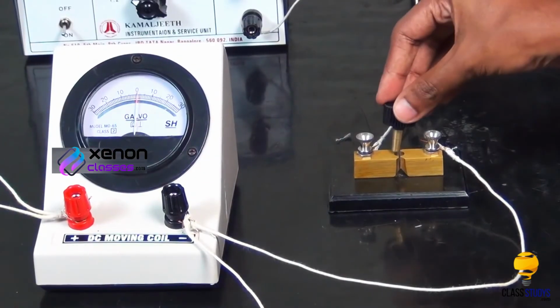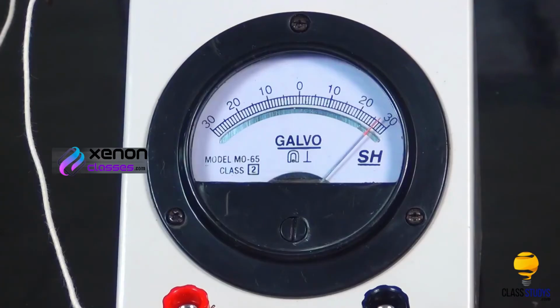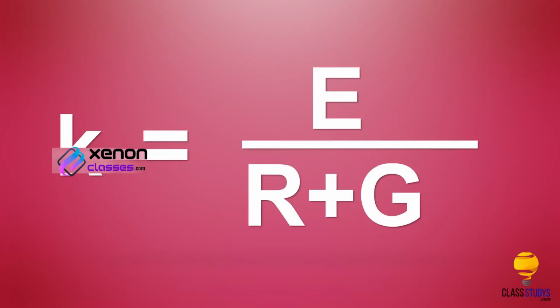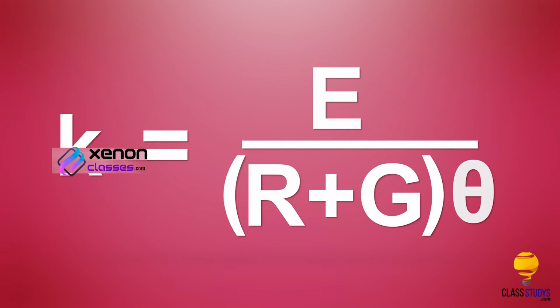When current I produces a deflection theta in the galvanometer, then its figure of merit is calculated as K is equal to E divided by R plus G into theta.